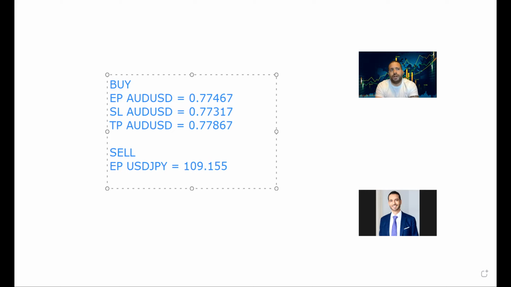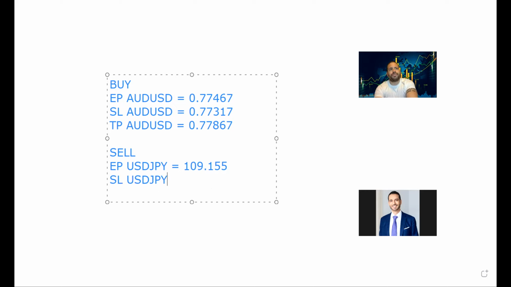So what we're going to do first is we're going to remove the pipette from our calculations. Okay? So we are selling USD JPY and I want a 20 pip stop loss. What should my stop loss be if we are selling USD JPY? 109.355. Very good. Excellent.